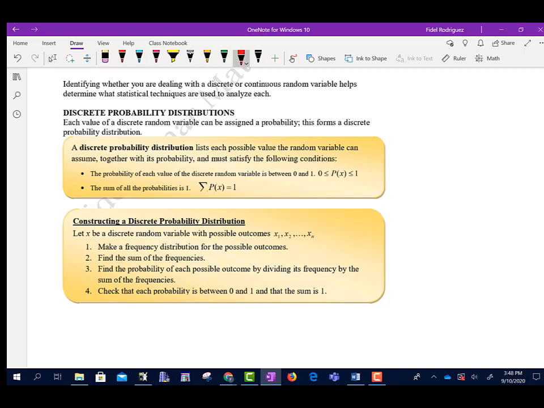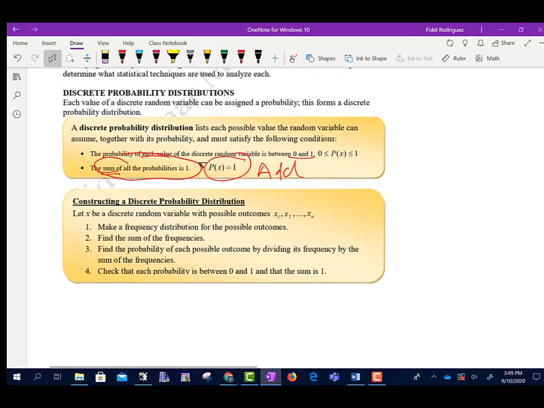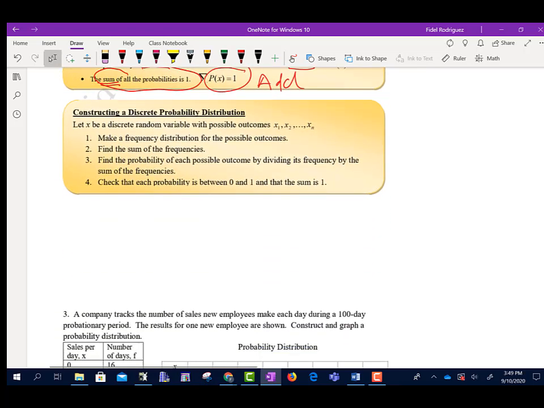The probability of each value is going to be between 0 and 1, including 0 and including 1. If we take all the probabilities and add them together, that's what the sum means, right? Sum means to add. If we take all the probabilities and add them together, we should get 1. Okay? So, how do we construct a discrete probability distribution?